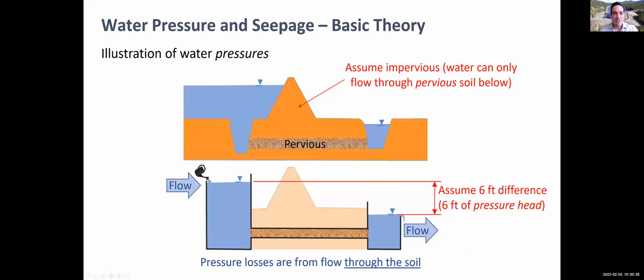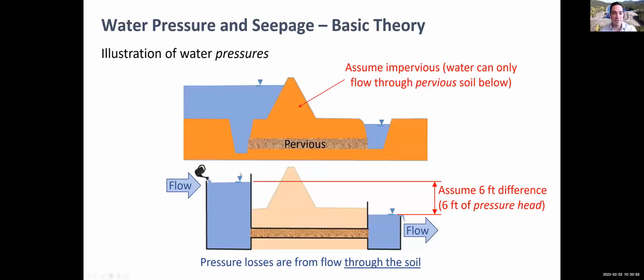So here's an illustration of water pressures. Let's assume that everything that's orange is concrete or some sort of impervious material. Water's not going through it, just for simplicity. So let's pretend we have a conduit or a layer of a pervious material, maybe a sand or something like that, and we're going to try to understand what the pressure does through that material.